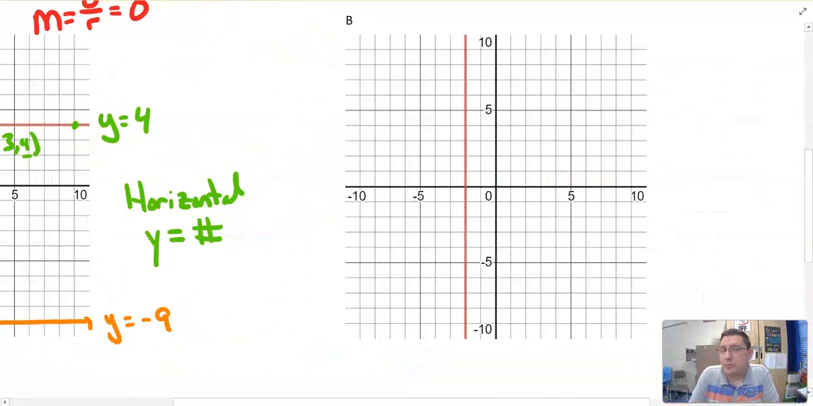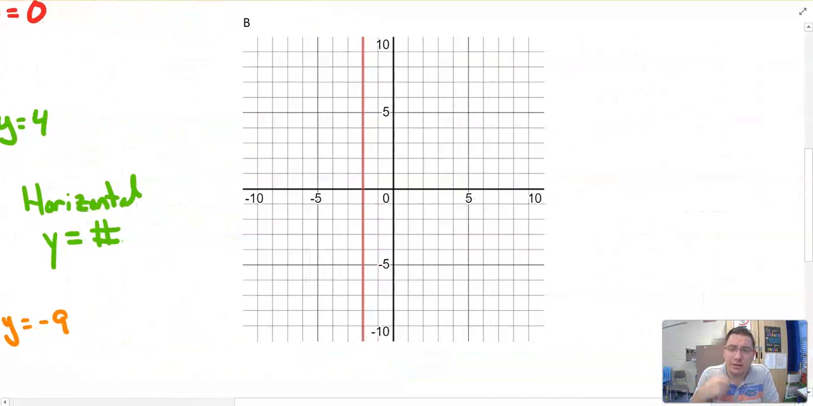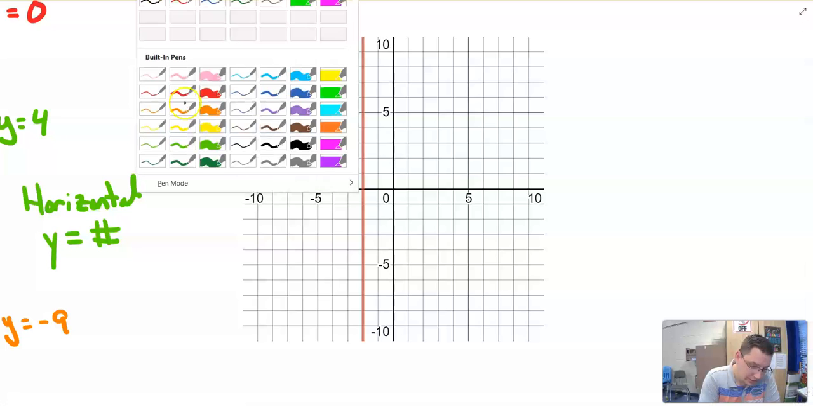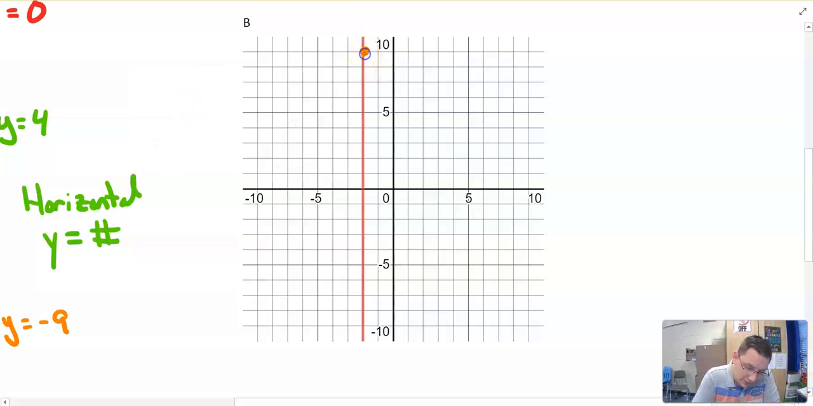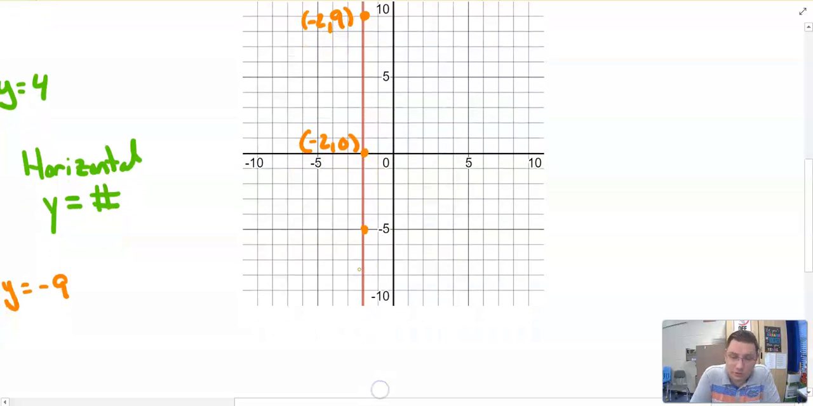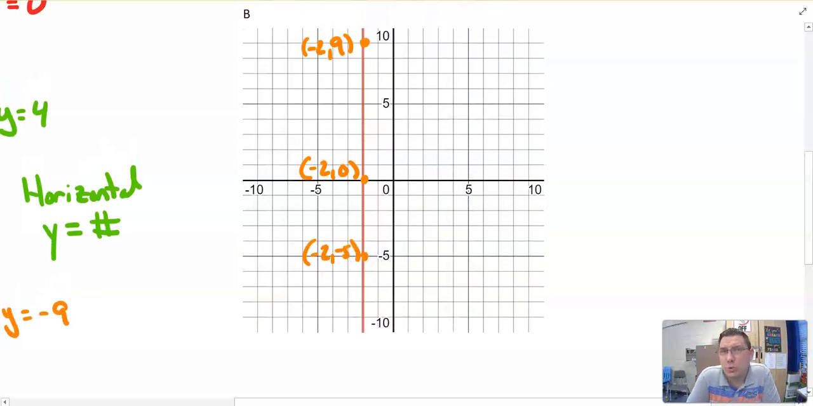Here we have a vertical line on this graph. Same idea. We want to take this graph and talk about some points on it. What's the ordered pair here? Well, this is at -2, 9. This point here is at -2, 0. And this third point is at -2, -5. What do we notice about all of those ordered pairs? Well, the x is equal to -2, because x is -2, x is -2, x is -2.